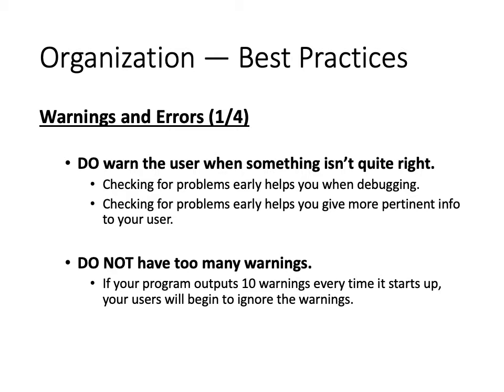On to warnings and errors. Now, a warning I'll define as some kind of message that you want the user to see when they run your program. It's oftentimes like an informational thing. It's not going to kill the program. There's something that's unexpected. It's not quite right. Maybe you want to tell the user, hey, something was a little off.